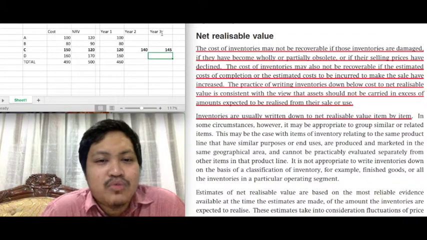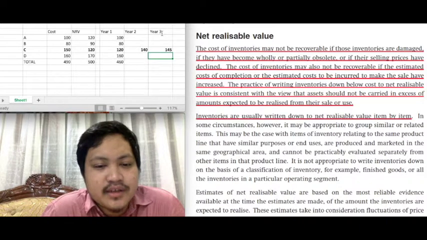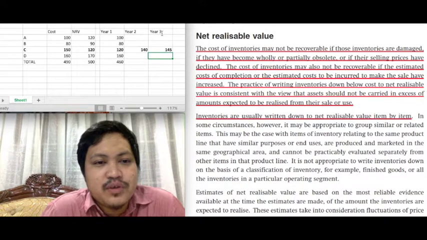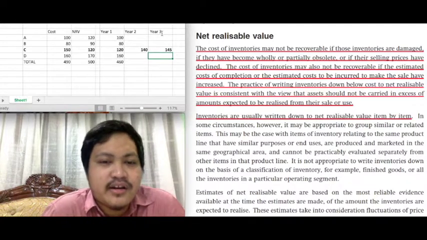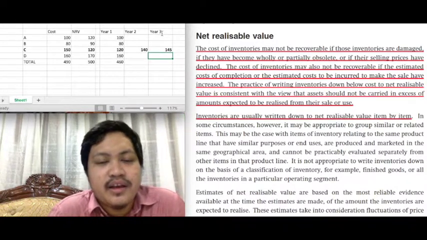As to what amount will be reported in your financial statements, again, just choose between the cost and the NRV. The cost tends to be constant. The NRV tends to fluctuate year in and year out.